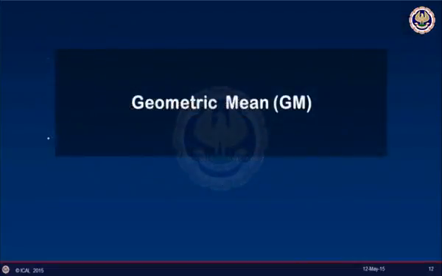Now coming to the geometric mean, which is based on mathematical properties. Geometric mean is very much used in the case of distance problems. When the distance is constant and speed varies, then we use the average called the geometric mean.